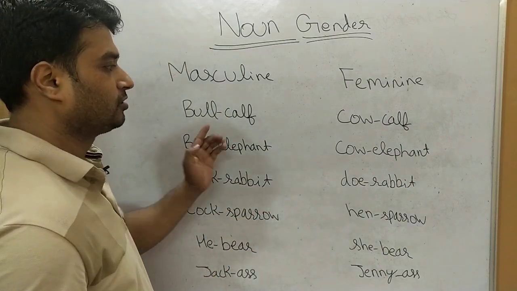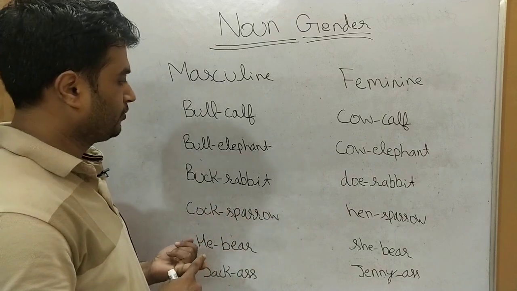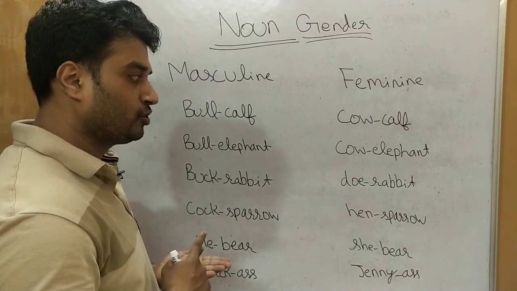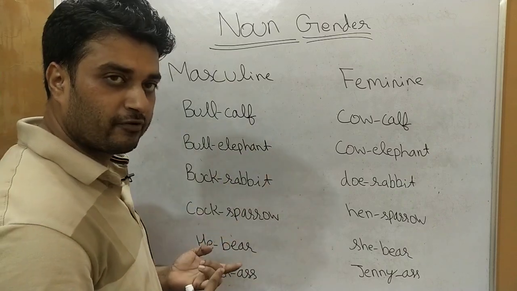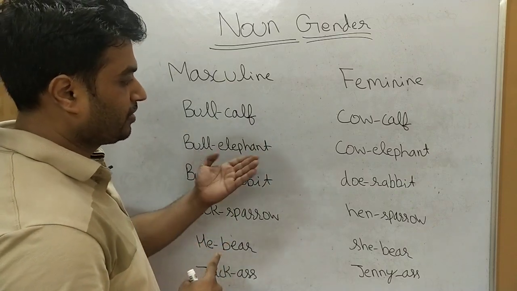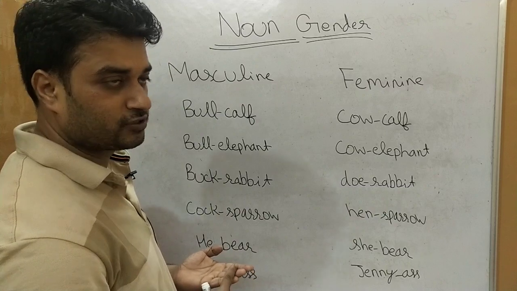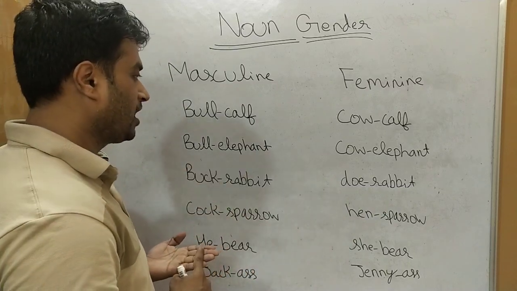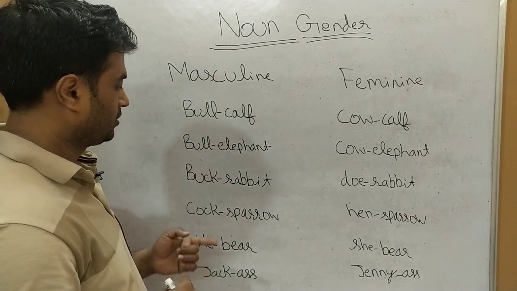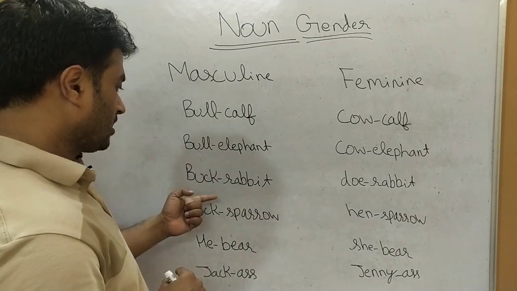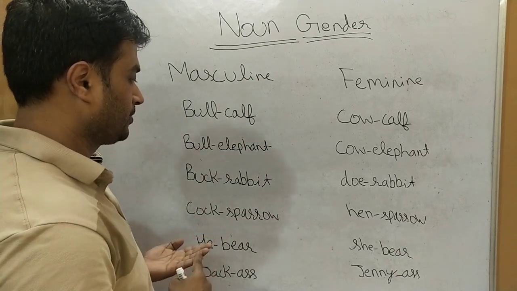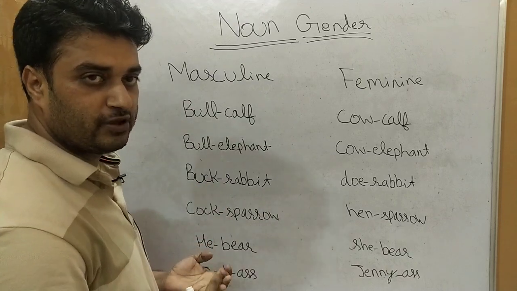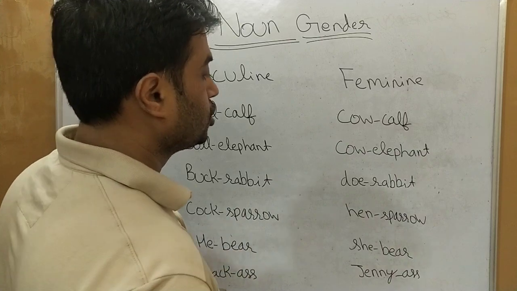Bull elephant, cow elephant. When we are talking about the male elephant, we have to say bull elephant, and when we talk about the female elephant, then we have to say cow elephant. We don't have to say she elephant or he elephant. We have to say bull elephant or cow elephant. Next, if you're talking about a male rabbit, then we will say buck rabbit, and if you're talking about a female rabbit, then we have to say doe rabbit.